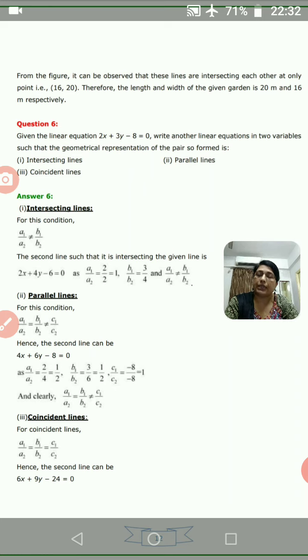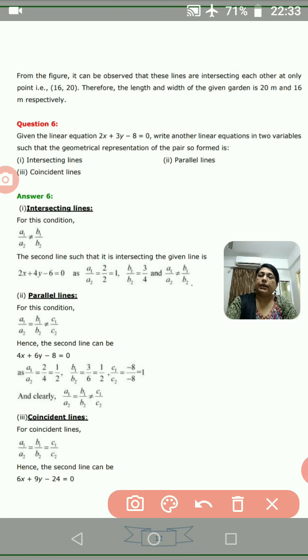Now question number 6 is again an important question, because here we have to form another equation. They have given one equation, 2x plus 3y minus 8 is equal to 0, and we have to form another equation which satisfies the given conditions. The first condition is intersecting lines. Now from that table we can say that if intersecting lines are there, then obviously a1 upon a2 is not equal to b1 upon b2.